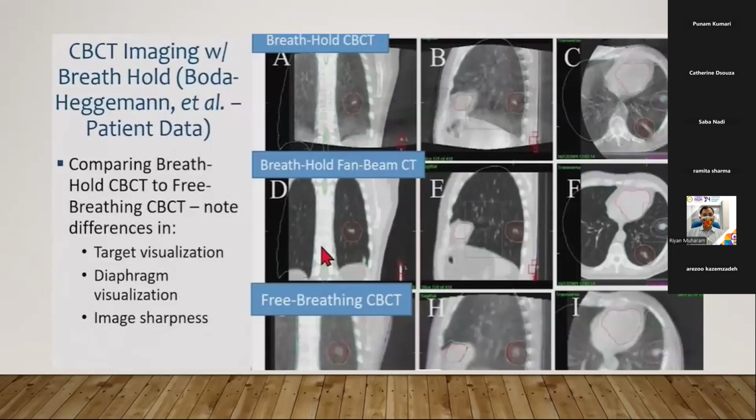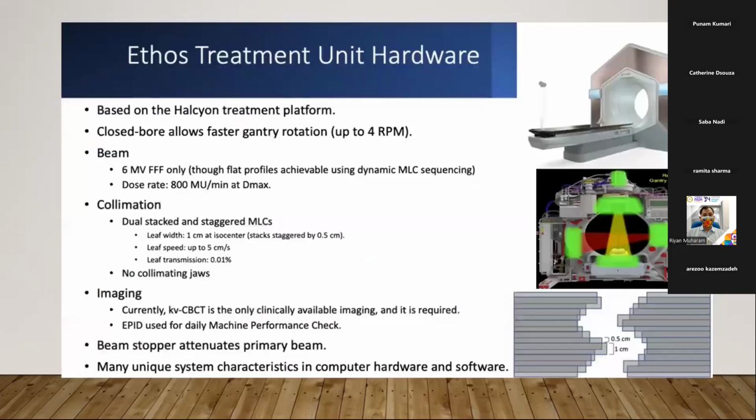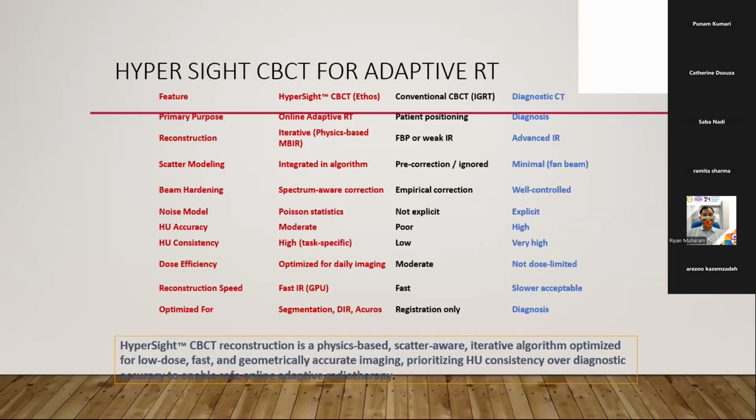I have already told you the breath hold technique one can utilize, and it will show you better results. You can have good target visualization and a sharp image. Here I have only taken the Ethos part, like how they are doing it. It is doing adaptive radiotherapy, using the HyperSight software in the CBCT for adaptive radiotherapy.